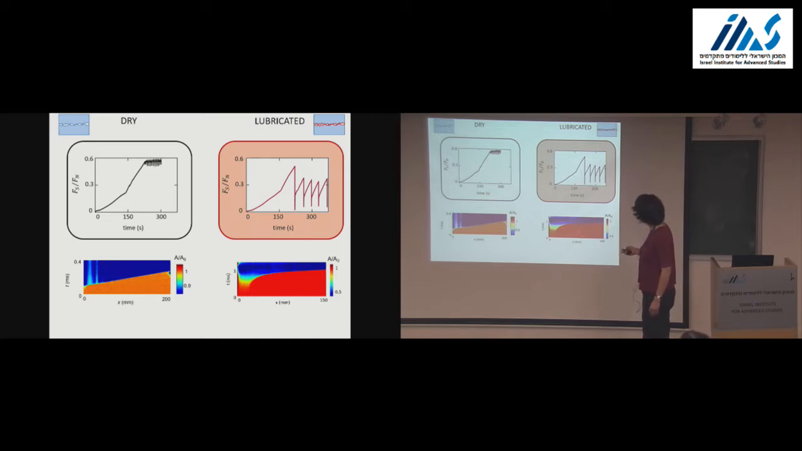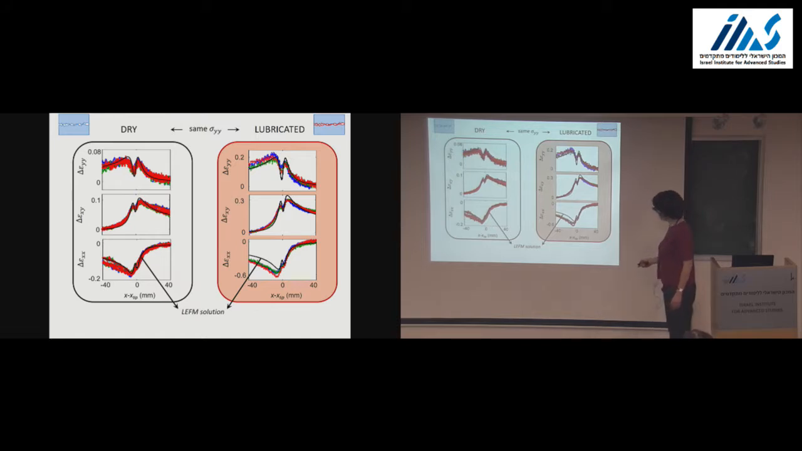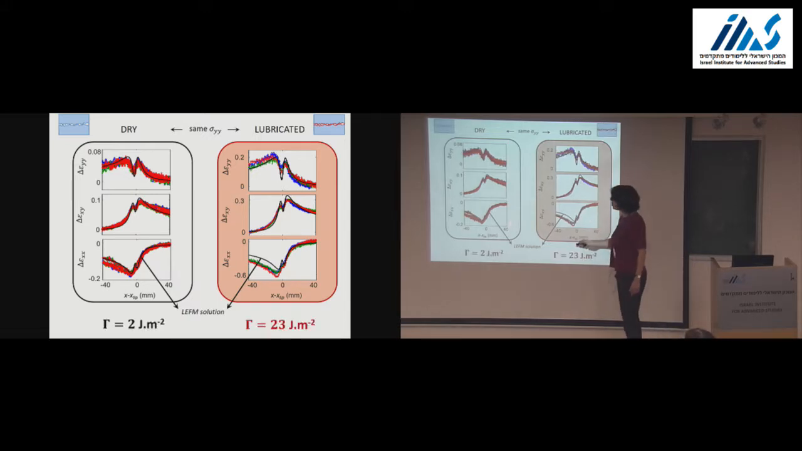Let's compare the strain measurement to the LEFM solution. Excellent. Here for the dry experiment, the one you've seen before, and here for the lubricated experiment. And the black line again is the fit of the LEFM solution. The agreement is as good for the lubricated as for the dry. Then the rupture is a shear crack as well. Nothing changed, but the fracture energy. Here for the dry experiment, I use a fracture energy of 2 joules per square meter to fit the data. For the lubricated experiment, I use 23 joules per square meter, an order of magnitude higher.